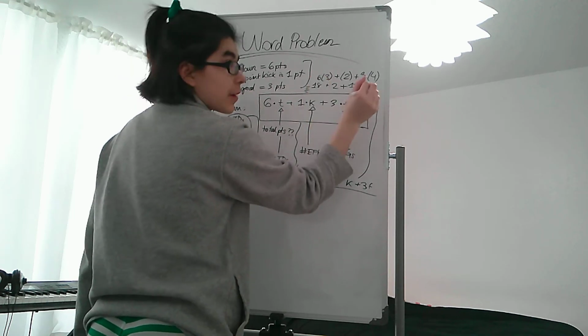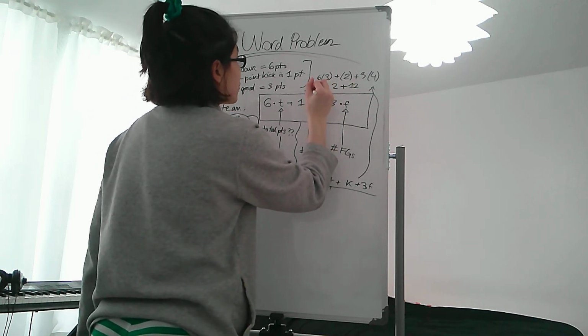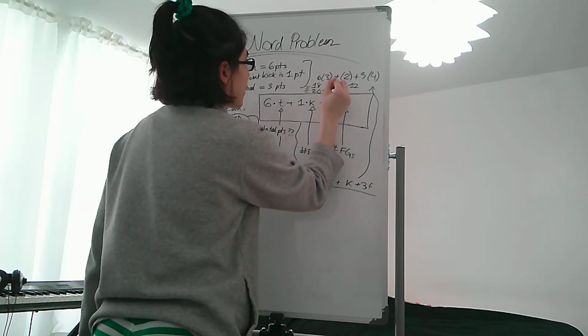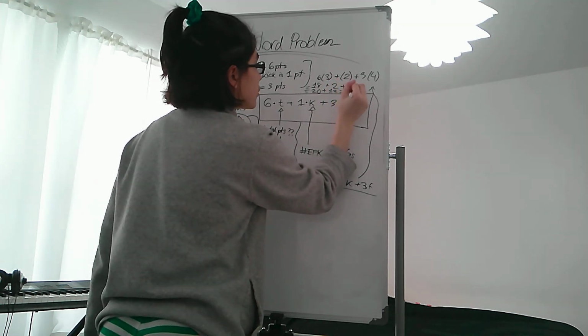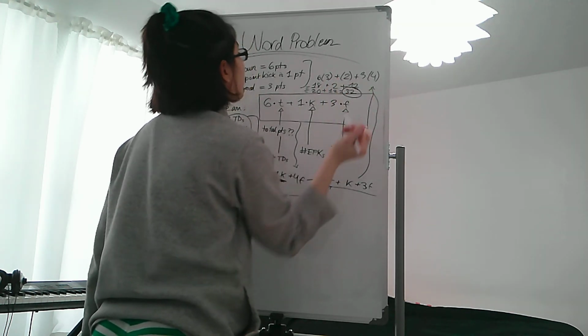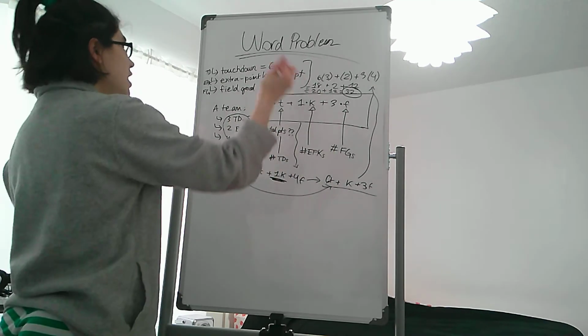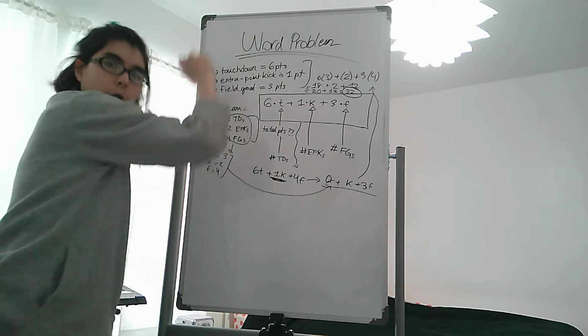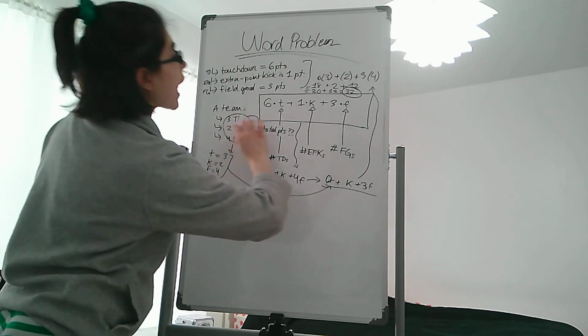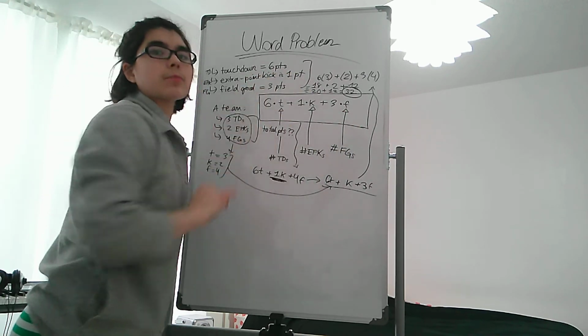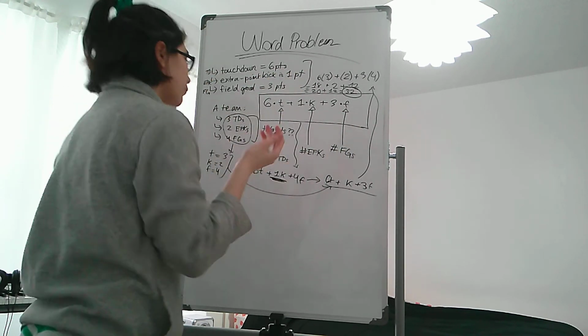And now we just simplify from left to right. 18 plus 2 is 20. Plus 12, and 20 plus 12 is 32. So the team scored a total of 32 points. So see, you can go from something like words and descriptions to an algebraic expression that you can then simplify when you know certain amounts.